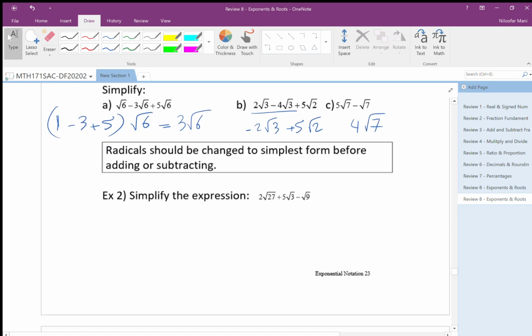So how about this? For this one, we need to do more things because I don't see them the same. At the beginning I said I cannot add them, but then I notice one of them is 9, one of them is 27, one of them is 3, so maybe I can make some changes. And I continue after. Okay?